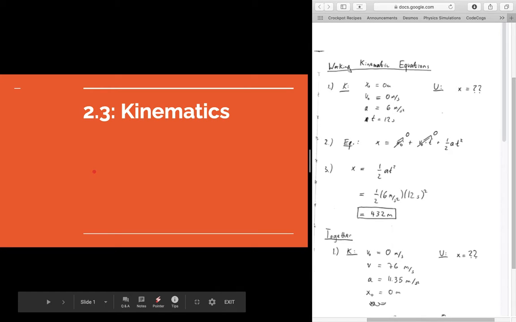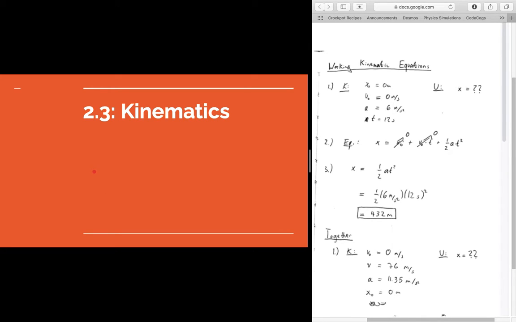So over the last couple sections, specifically in 2.1 and 2.2, we've looked at defining what is position, what is velocity, and what is acceleration, how are they different, how are they related to each other. In addition, we've looked at different ways of interpreting the motion of an object, specifically through either motion diagrams or through position versus time and velocity versus time.